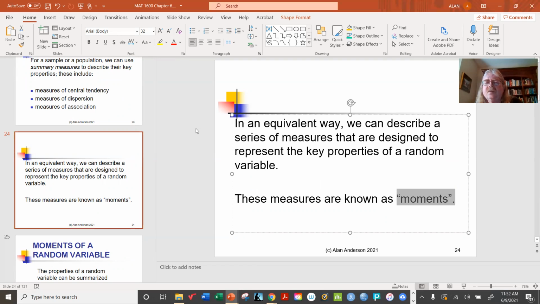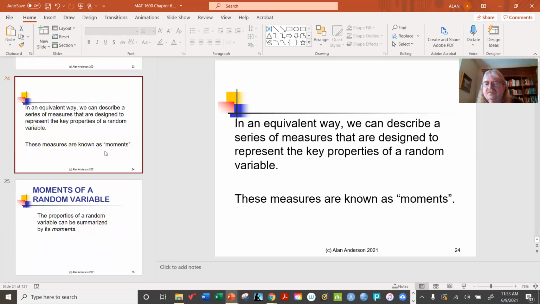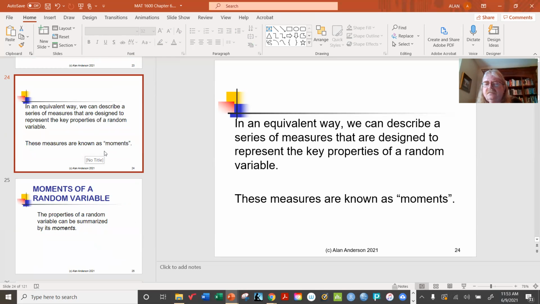All right, so with all that being said, the summary measures of a random variable are called moments. Now, don't ask me why. We could have called them measures too, but for some reason, they're called moments. And we're only going to focus in this class on three of them. There's plenty more, but we're only going to focus our attention on three of them. Okay, so let's begin.